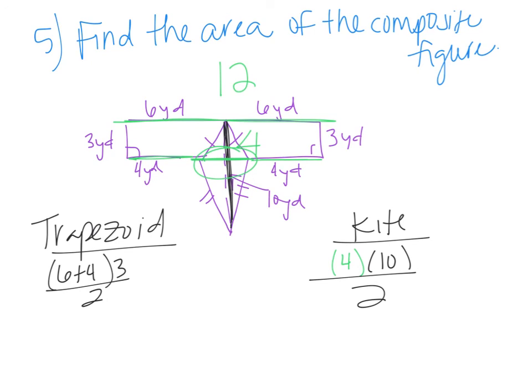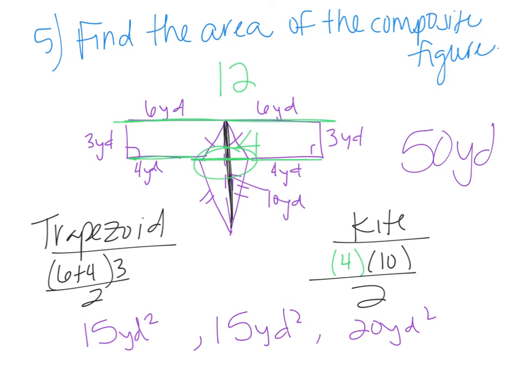So to finish out my trapezoid, whenever I do all of that math, it ends up being 15 yards squared, and then when I do my kite, that becomes 20 yards squared. And remember that the trapezoid was half, so I have another 15 yards squared that I need to add. So 15 plus 15 plus 20, that's 30 plus 20, so my final answer is 50 yards squared.